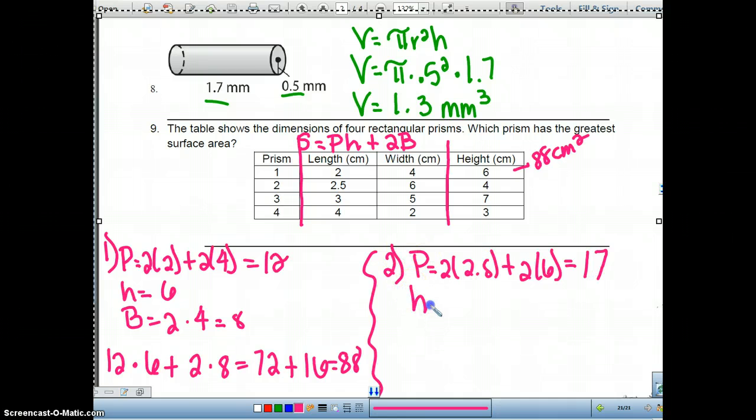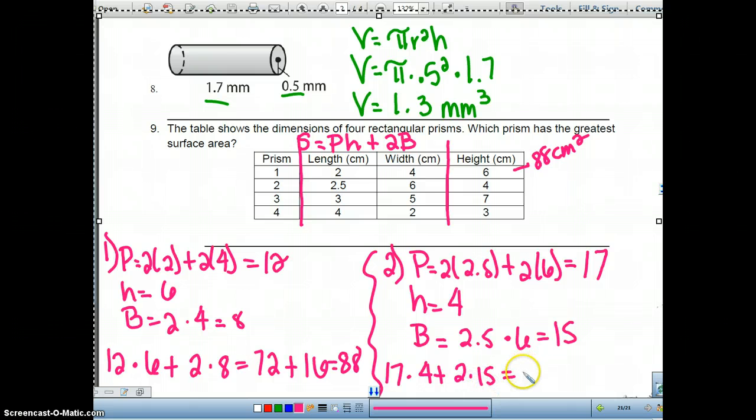17. Okay, and the height of this one is what? 4. Okay, and then the area of the base is going to be 2.5 times 6, which is what? 15. All right, we have our pieces. All we have to do is plug them in. So we've got 17 times 4 plus 2 times 15. 17 times 4 is what? 68 plus 30 is 98. So the second one has a total surface area of 98 centimeters squared.